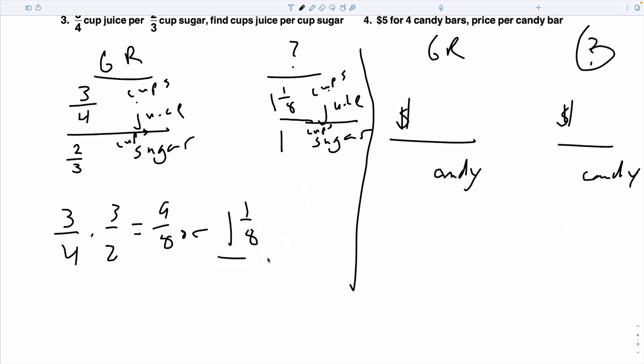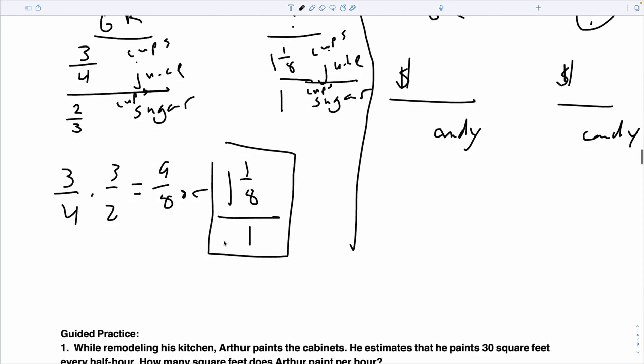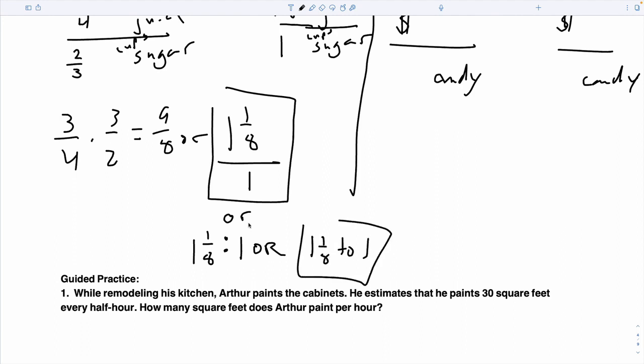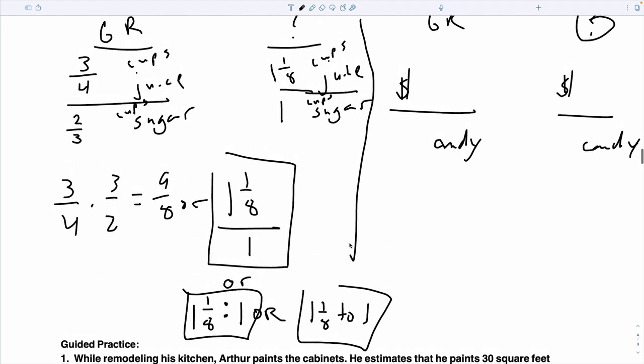How could I rewrite this ratio in a different way? There were 2 other ways we learned yesterday looking at the cats and dogs. How could I rewrite that ratio? Yeah. Jameson. Either 1 and 1/8 comma 1, or 1 and 1/8 to 1. Yeah. All 3 methods are the same. If they ask for a ratio or unit rate, the most common is a fraction, but you could put a colon or a 2, and I would give you credit.